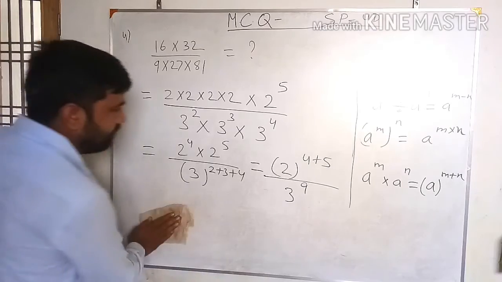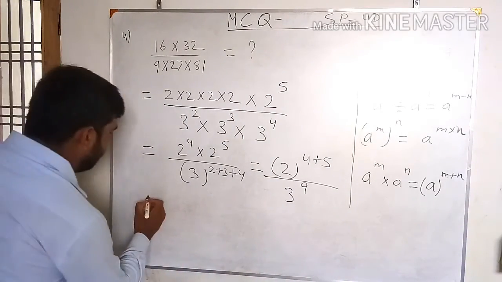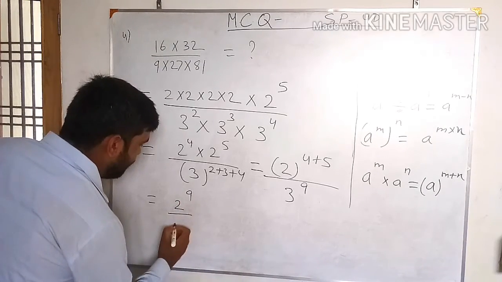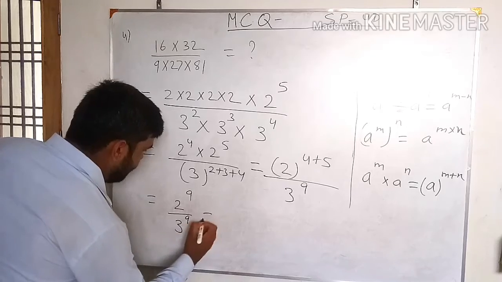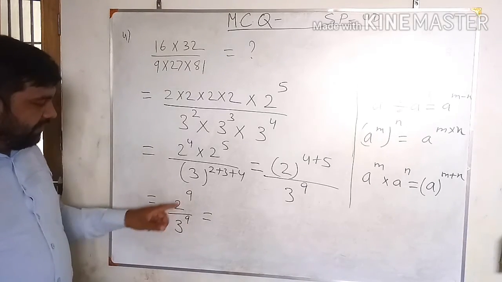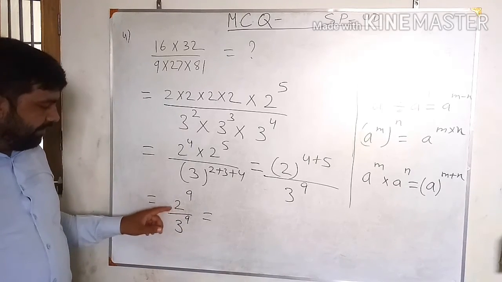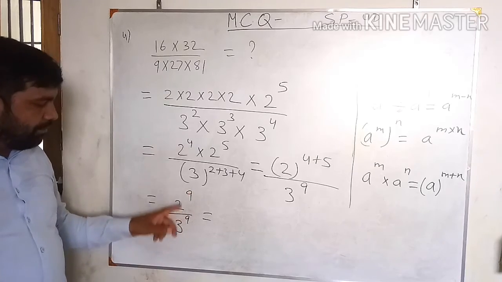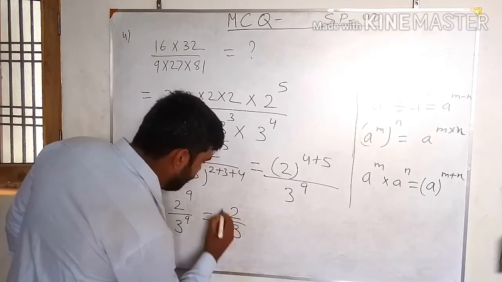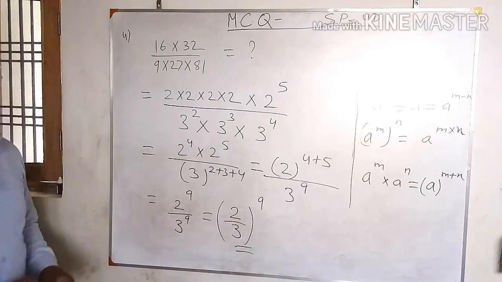Now you see what will be the answer. In the numerator now we got 2 to the power 4 plus 5 is 9, and here 3 to the power 9. You see, in these exponents, each exponent has the same index. The power is the same, the base is different. So divide the bases and take the power common. So we can take this power common. So we can write the answer as 2 by 3 whole to the power 9.